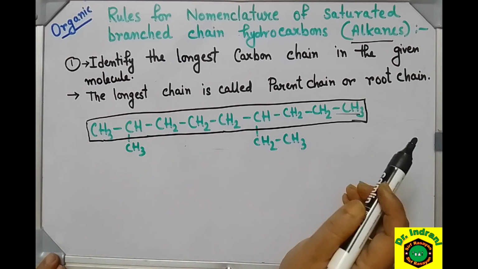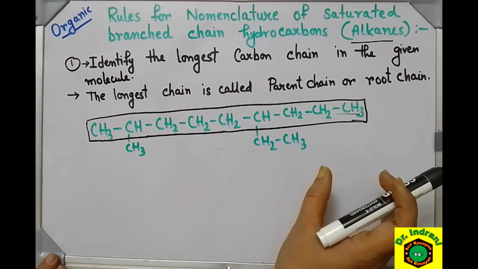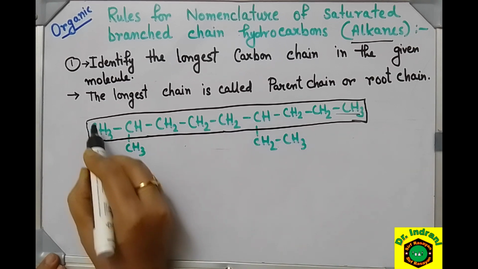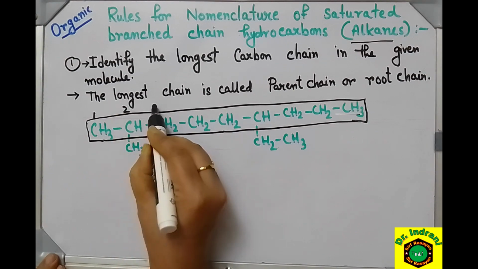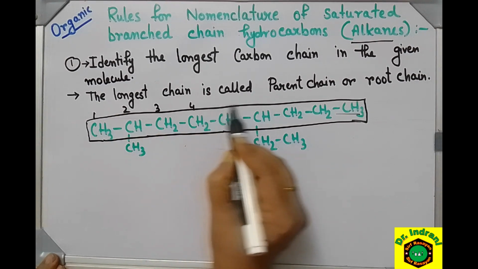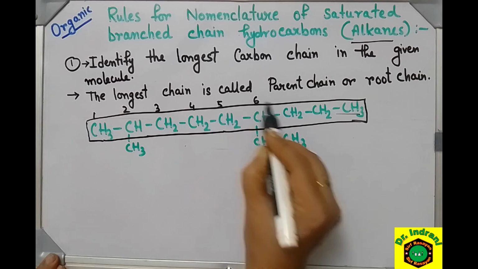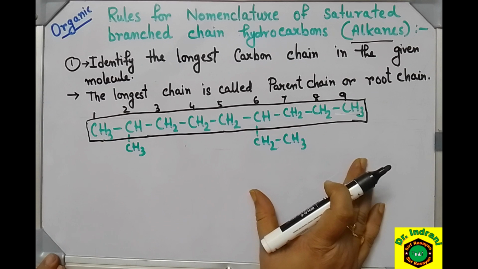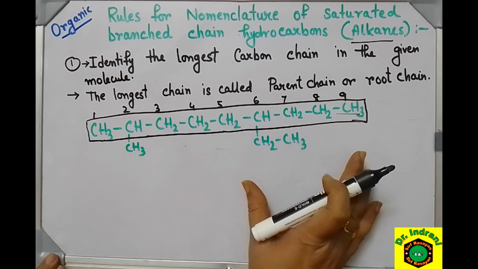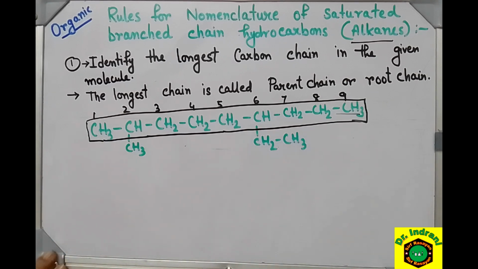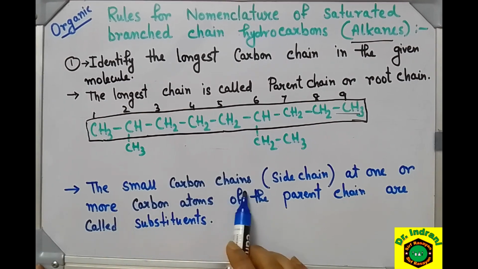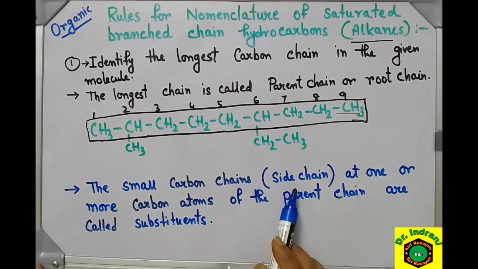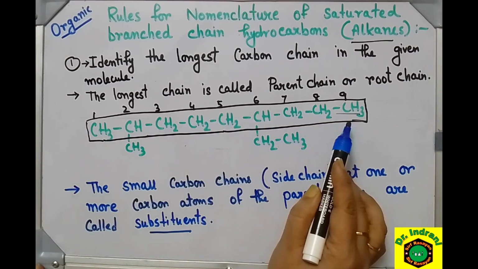This chain is the longest carbon chain in the molecule, having carbon atoms 1, 2, 3, this carbon is 4, this is 5, this is 6, 7, 8, this carbon is 9, having 9 carbon atoms. So we have to select this carbon chain. Now the small carbon chains, also called side chains or branch chains, at one or more carbon atoms of the parent chain are called substituents. So this is the main chain or parent chain.